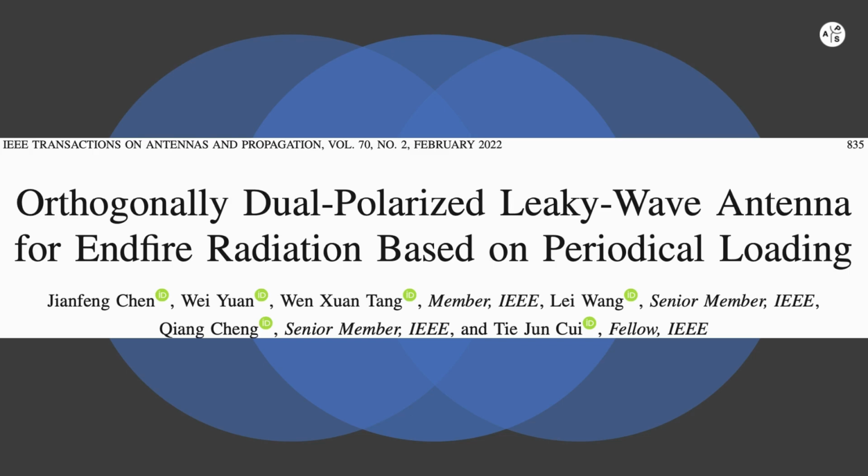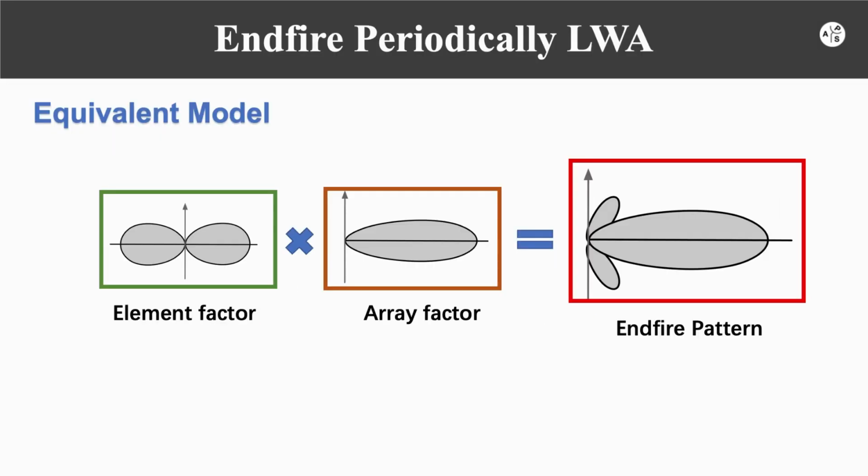In this video, we will introduce a method to control the radiation of a leaky wave antenna along the end-fire direction over a wide frequency band and meanwhile realize dual-polarized radiation with high channel isolation. We assume the periodic leaky wave antenna as an antenna array.